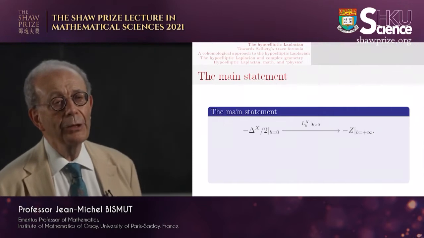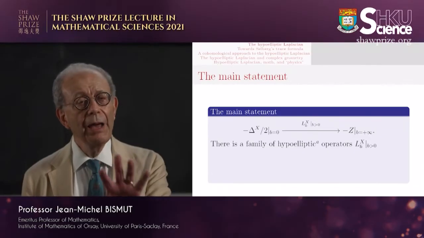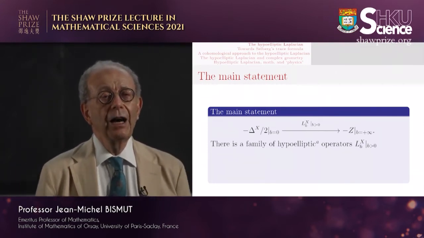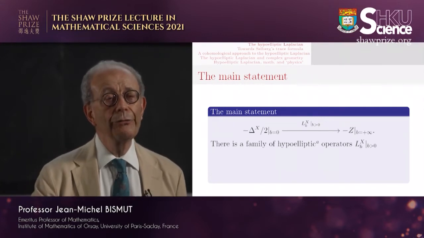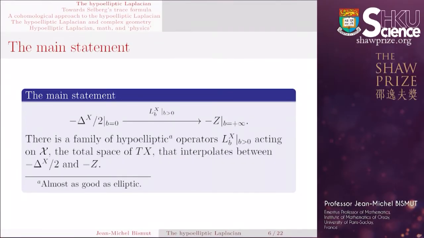So what is the main statement in my talk? The main statement says that there is a family of hypoelliptic operators L_b^X. I will briefly say at some point what hypoelliptic means. The operators L_b^X are differential operators still acting on phase space, here denoted script X. And this family interpolates between the ordinary Laplacian on the base manifold for b equals 0 and the geodesic flow, the vector field Z, for b equals infinity.